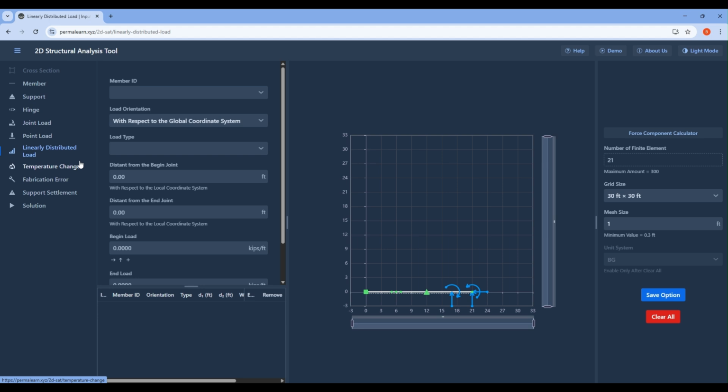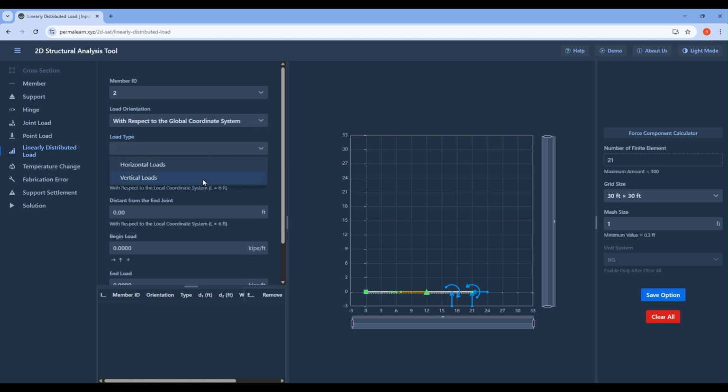Linearly distributed load is a function where you can put the distributed load, also the uniform distributed load and the non-uniform distributed load. The same as the point load here, we need to click the member ID. For example, I want to add a uniform distributed load at member 2 here. So I just click the member 2 here. And for the global and local, the same, I stick with the global.